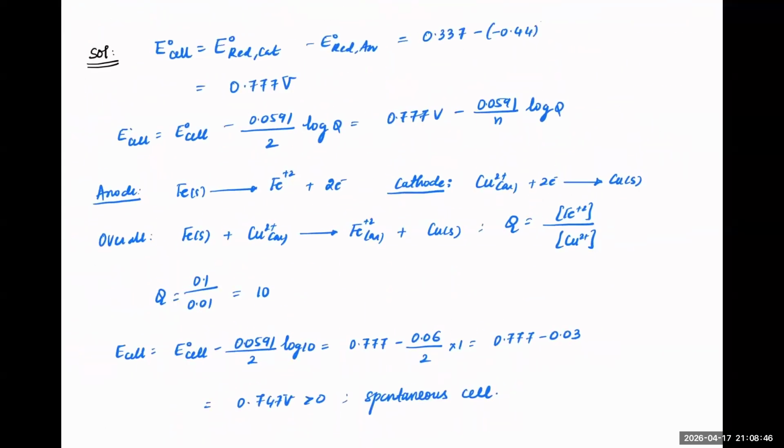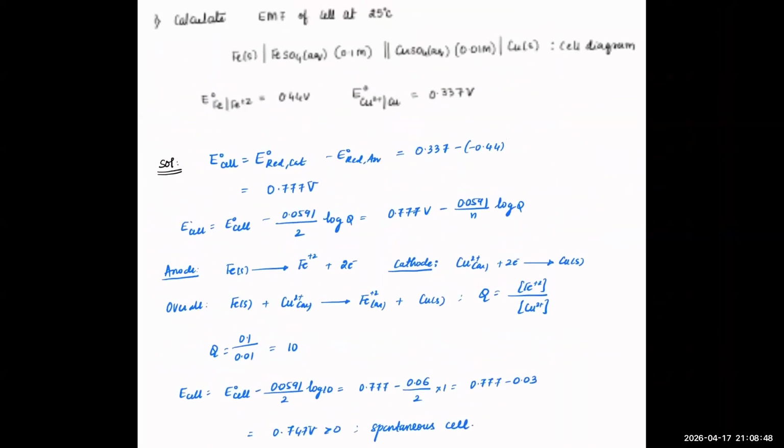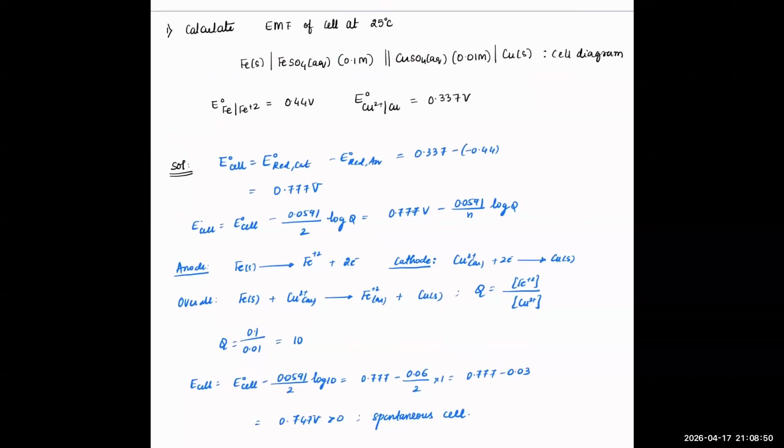Okay. So please, everybody, look into this working. Understand how I went through the algorithm. What is the first thing I calculated? What is the next thing I put in? What is anode, cathode? How to calculate Q? Then E cell. Please go through it once quickly.